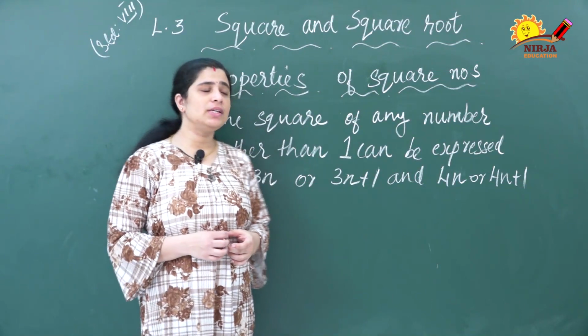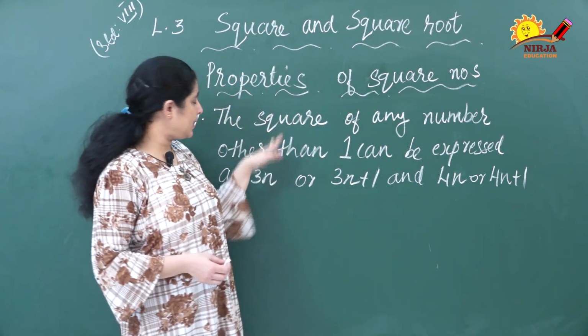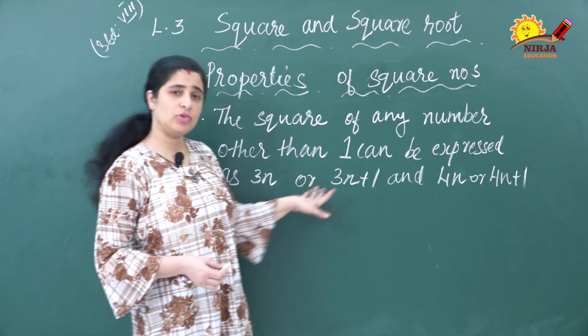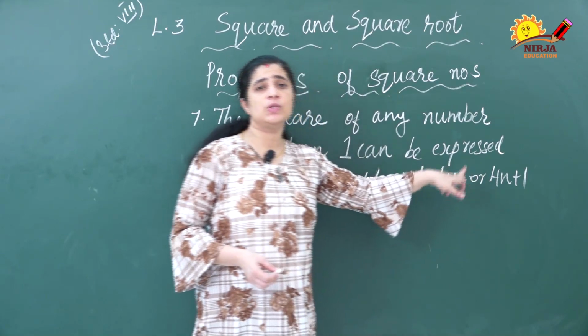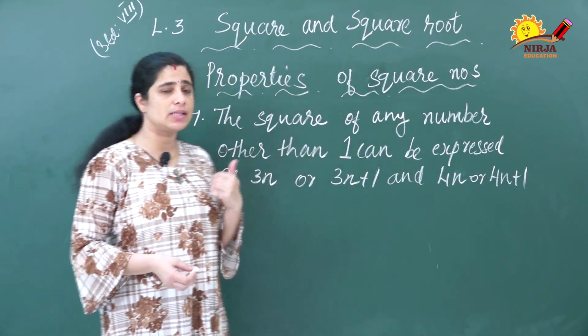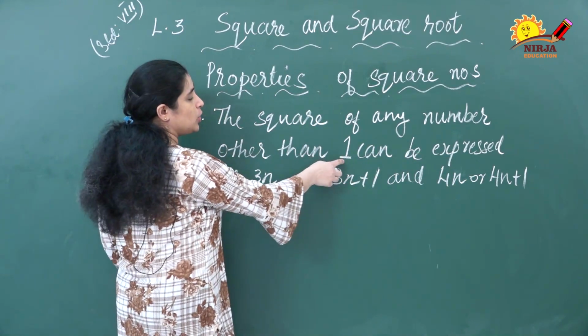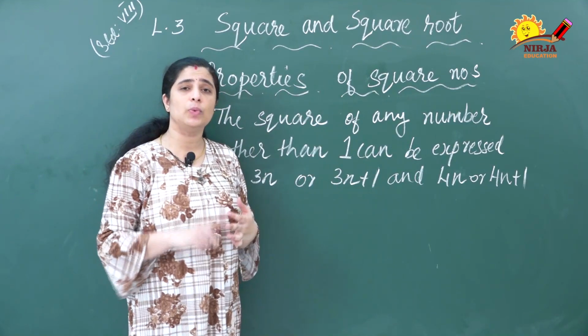The next property is that the square of any number other than 1 can be expressed as 3n or 3n plus 1, otherwise 4n or 4n plus 1. The n should be a natural number. We will discuss this with an example. I already told that 1 we can't express using this property. So we will start with 2.